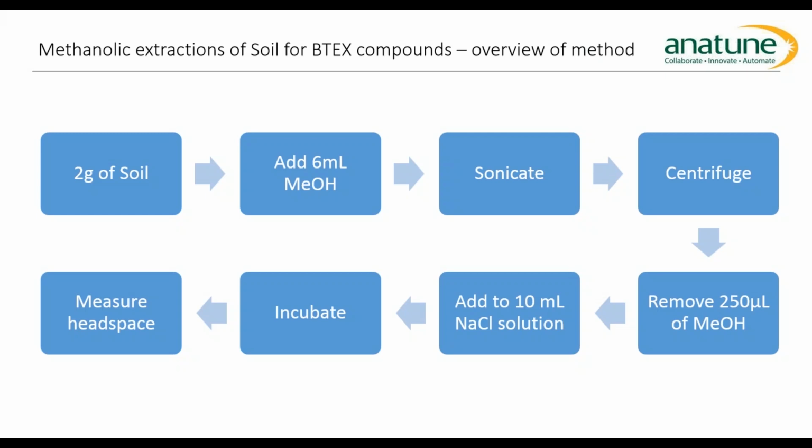You need to take 2 grams of soil into a headspace vial, add 6 mils of methanol, and sonicate to facilitate the extraction of the BTEX compounds from the soil. We then need to centrifuge that vial to push the soil to the bottom of the solvent, remove an aliquot of the methanol, which now contains our BTEX compounds, and add it to 10 mils of sodium chloride in another headspace vial, incubate that to generate headspace of the BTEX compounds, and then measure the headspace. So this has all been done before on a GCMS, but we can do this on SIFT-MS as well. So it's quite a complex sample prep, but we're still able to do that.